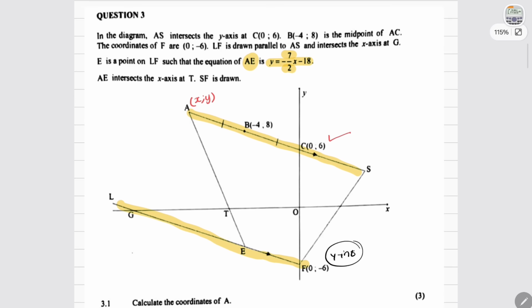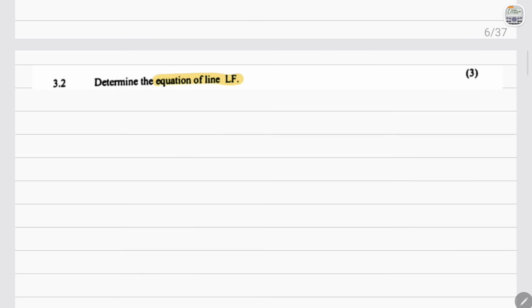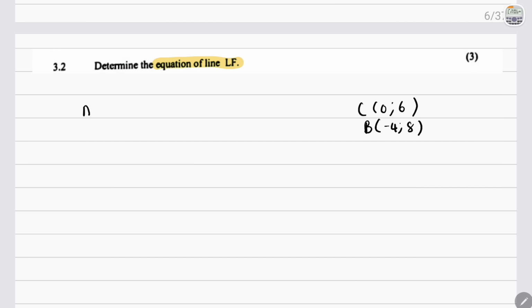Okay, so it's not much work we need to do here. We're just going to find the gradient. I'll use points that are already here, not the one I found. So B (-4, 8), and then C (0, 6). So to find the gradient of a line, we just say (y2 - y1) over (x2 - x1). And we're looking for the gradient of line BC, which you can see is parallel to the other line.